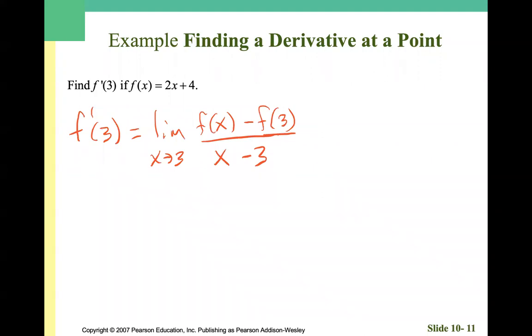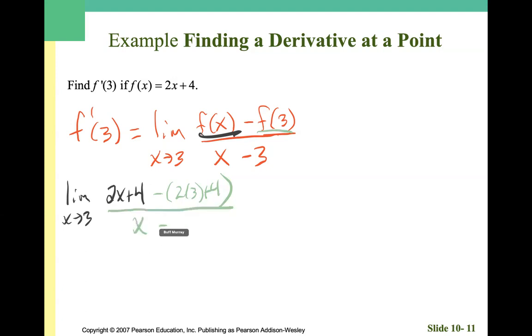Remember, f prime of 3 is going to find the rate of change or slope of the tangent line at 3. So here we go. I'm going to move this over so I have a little more room. Limit as x approaches 3 of 2x plus 4. That's f of x, right? Minus f of 3. Well, f of 3 is going to be 2 times 3 plus 4. Are we good with that? It's going to be a number. It's going to be 11, right? No, it's going to be 10, sorry. All over x minus 3.